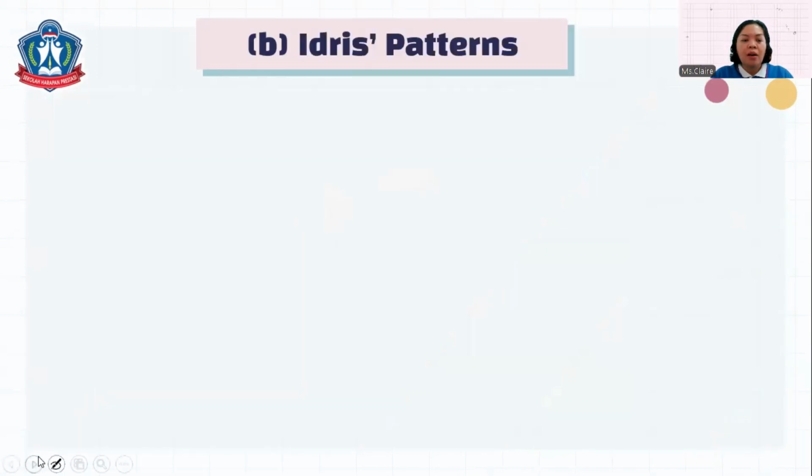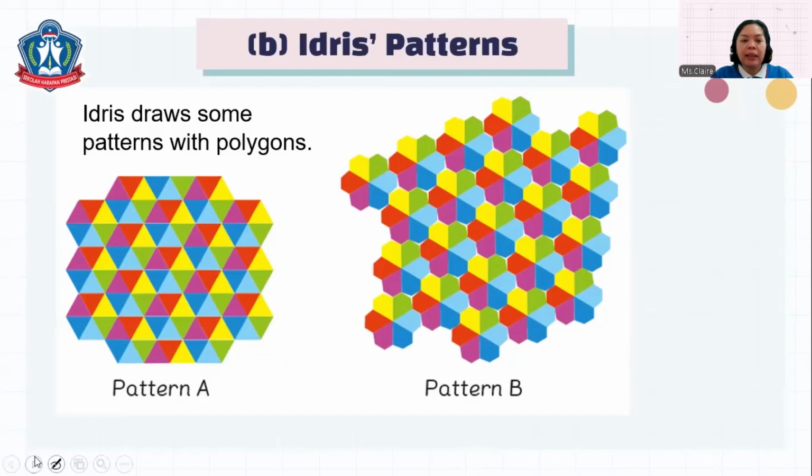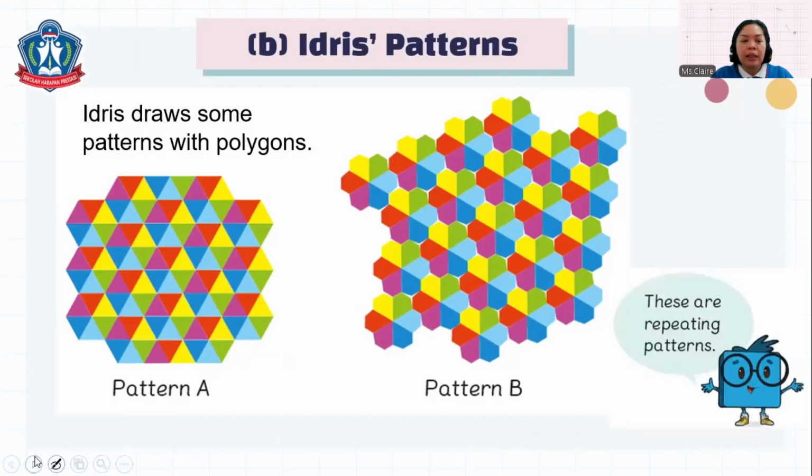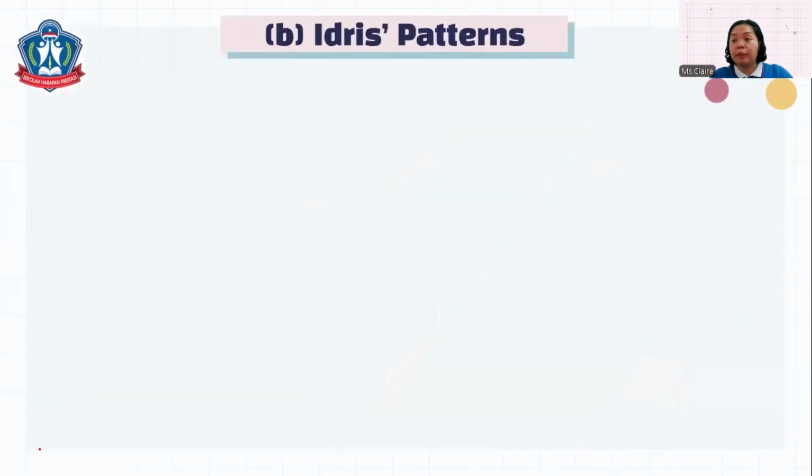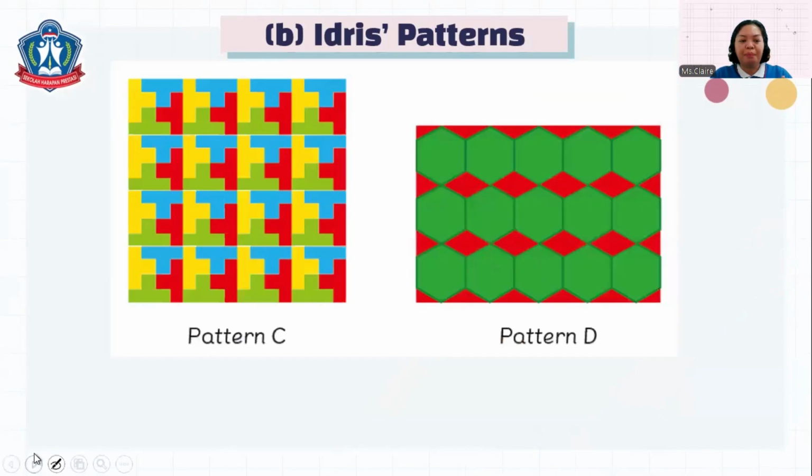For pattern B, can you name what shape this is? It has 5 sides. This is called a pentagon. A shape that has 5 sides is called a pentagon. So this is the single or unit shape of this pattern. Let's continue. Both of those shapes, children, are polygons because the sides are straight.